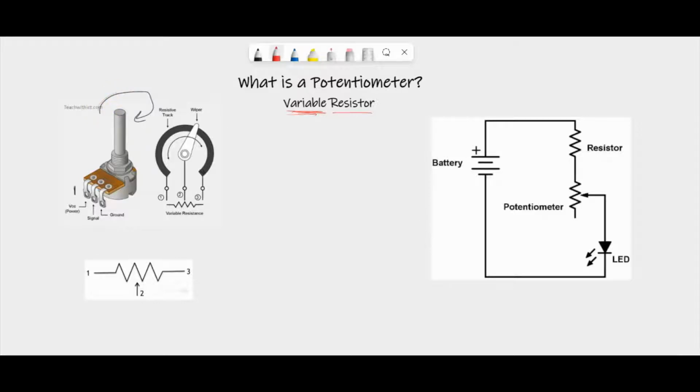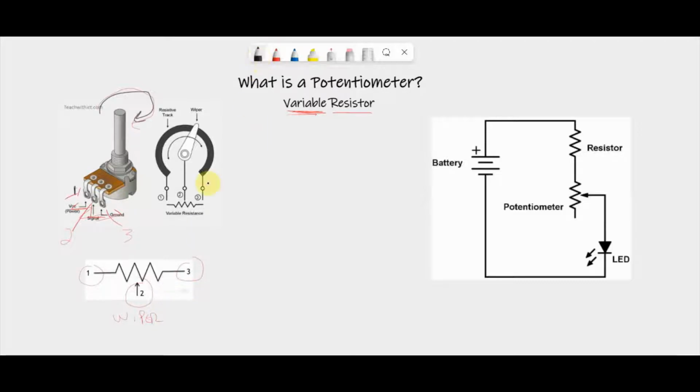The way that works is potentiometers, as you can see in this diagram, have a knob, and when you turn the knob, the resistance changes. Now there are 3 pins, 1, 2, and 3, and you can see in the schematic, or the symbol, there are 3 pins labeled 1, 2, and 3, where this is number 1, the middle is number 2, and the other side is number 3. Now, number 2 is called the wiper.